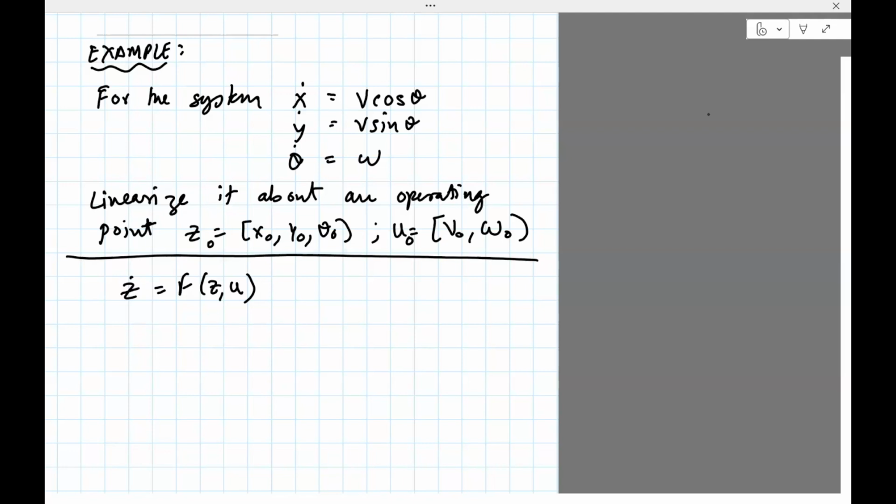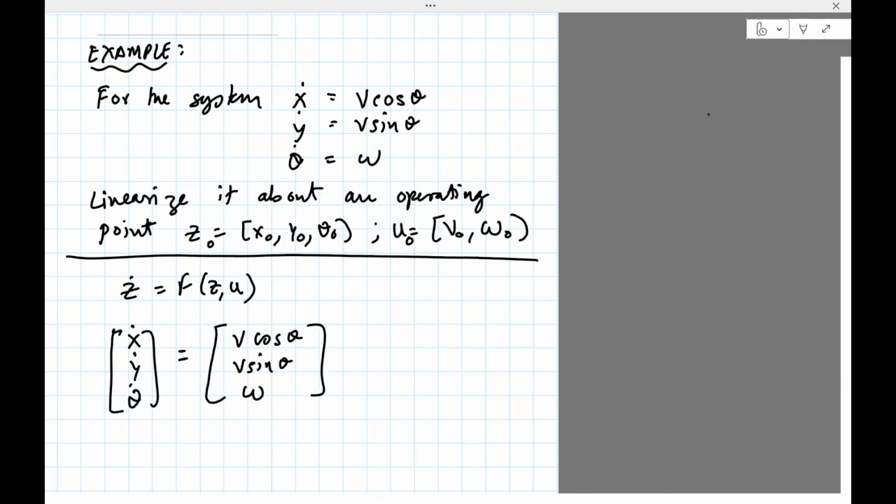So here we can write this as x dot, y dot, theta dot equals v cosine theta, v sine theta, omega. So that is f. You can see it is only state appearing here, but this is a nonlinear function.